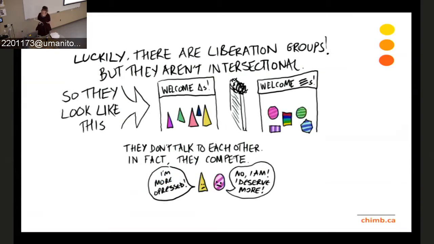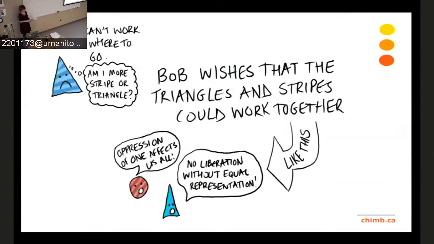So luckily there are some great groups out there, but they aren't intersectional. So you can see welcome triangles, welcome stripes, and they don't talk to each other, they actually compete with each other. And so poor Bob just can't work out where he should go. Am I more stripe? Am I more triangle? And Bob wishes that the triangles and stripes could work together. So oppression of one affects us all, no liberation without equal representation.